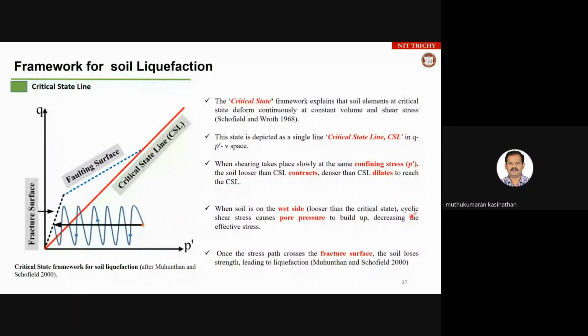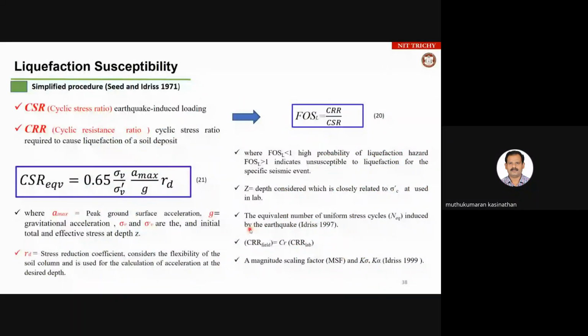Okay, fine. So this is a typical stress path when you're considering this. And through this mechanism, how we are going to attain this critical state is explained here. We need to obtain two parameters. One is the cyclic stress ratio, the other is the cyclic resistance ratio. So basically, the liquefaction factor of safety is obtained through this ratio of CRR by CSR.